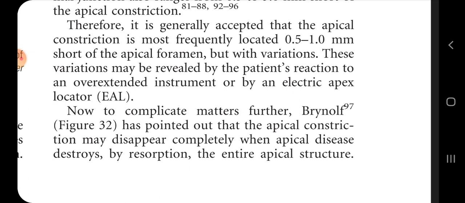These variations may be revealed by the patient's reaction to an overextended instrument or by an electronic apex locator (EAL).